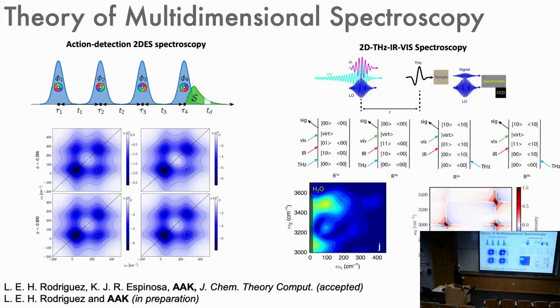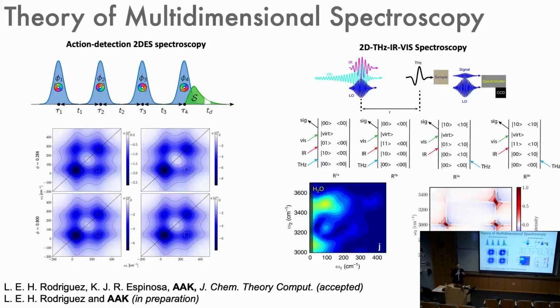Another new direction of theory development is terahertz IR spectroscopy. That's a very unique way of actually determining the coupling between low frequency and high frequency motions or vibrations. So this is the experimental spectra of water. It shows a signal between low frequency motions of water, vibrations, translations, and a high frequency OH stretch. So it means they're coupled.